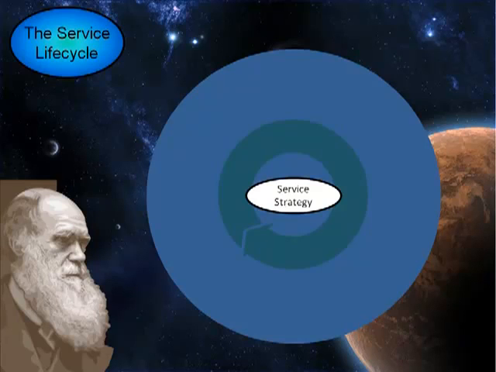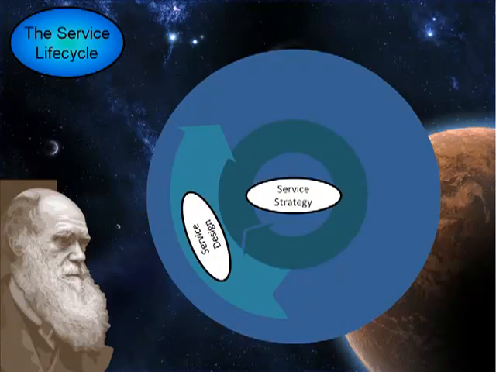Now, once service strategy gives a green light for a number of services, who's going to design them? Well, that's the next level: service design. Service design is going to look at the processes, the architecture, and how to measure the efficiency and effectiveness of the services. They create a blueprint of what the new service is going to look like, and this blueprint is known as the service design package. The service design package is then handed over to service transition.